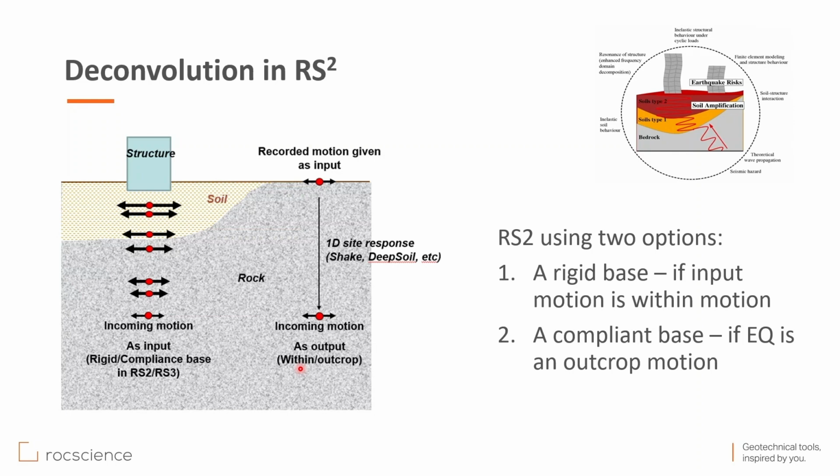When the compliant base option is selected, the applied motion will be transformed to applied force in this case. The choice of rigid or compliant base depends on whether the earthquake motion to be applied at the base of the model is outcrop motion or within motion. Outcrop motions are recorded on top of the rock layer, as I mentioned before, while within motions are either recorded at a specific depth from the soil surface or computed by performing site response analysis.